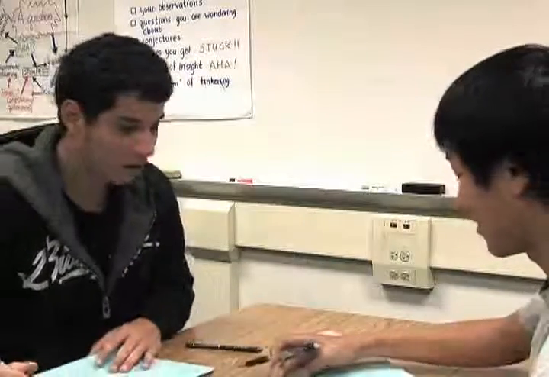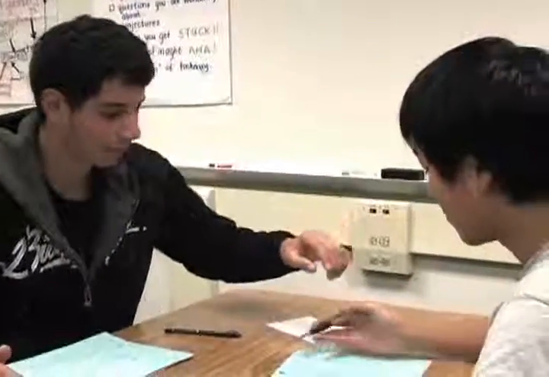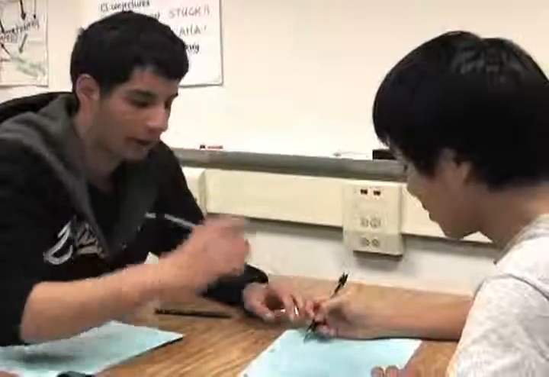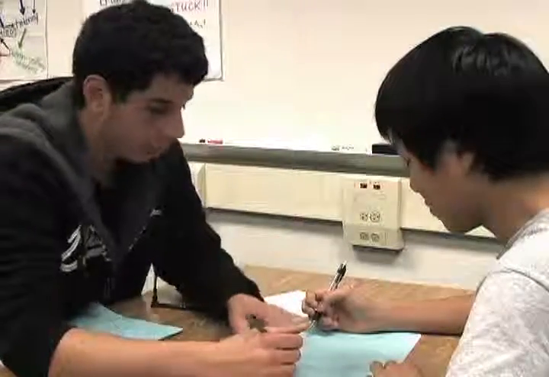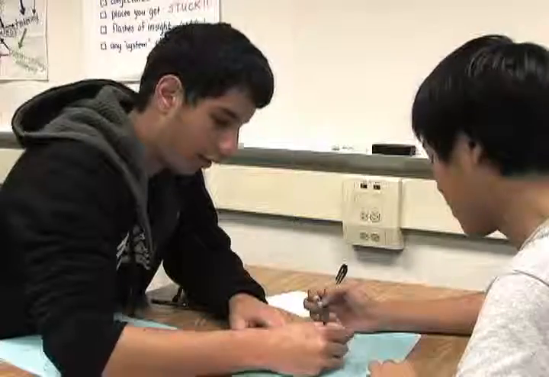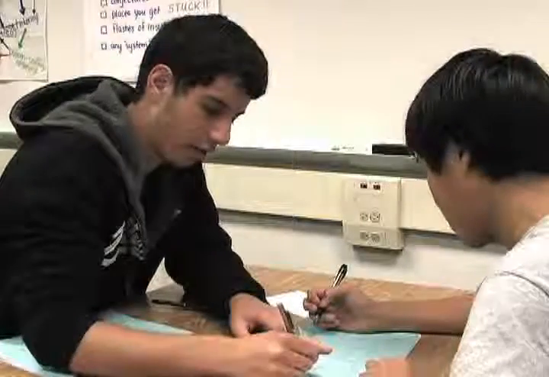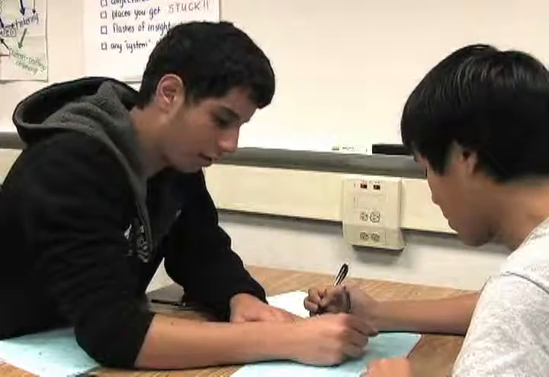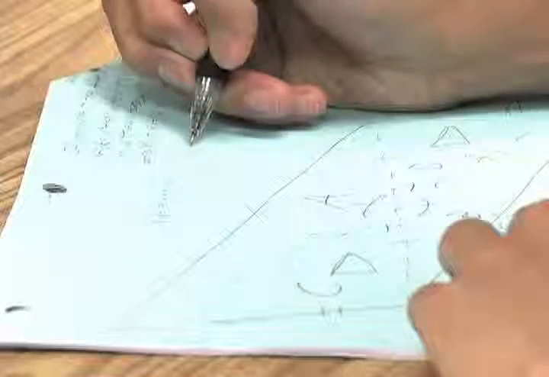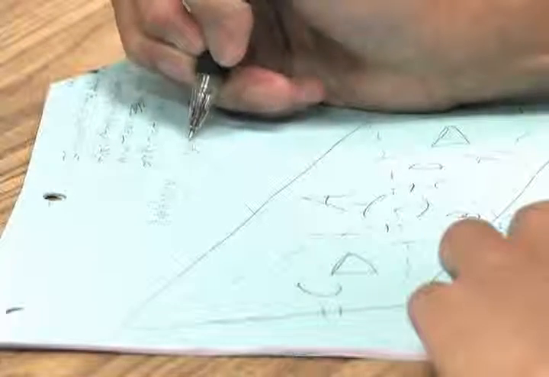Okay, you write it. So we say, let's name the triangles. Triangle A, B, C, and D. So if triangle A is congruent to triangle B through side, angle, side, then these two are congruent. Triangle A is congruent to triangle B.